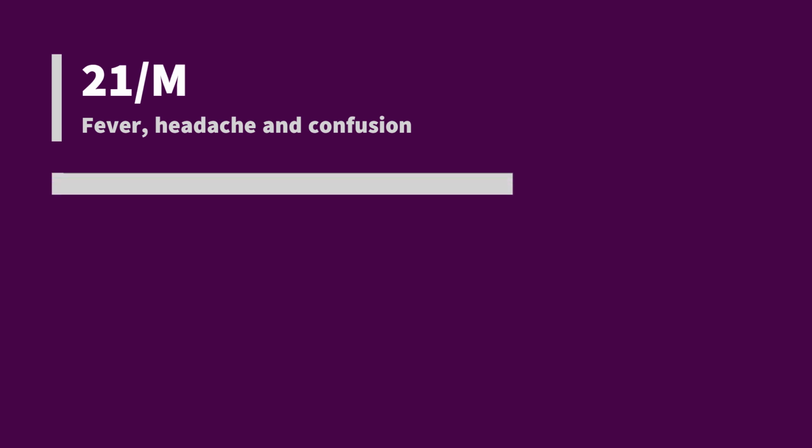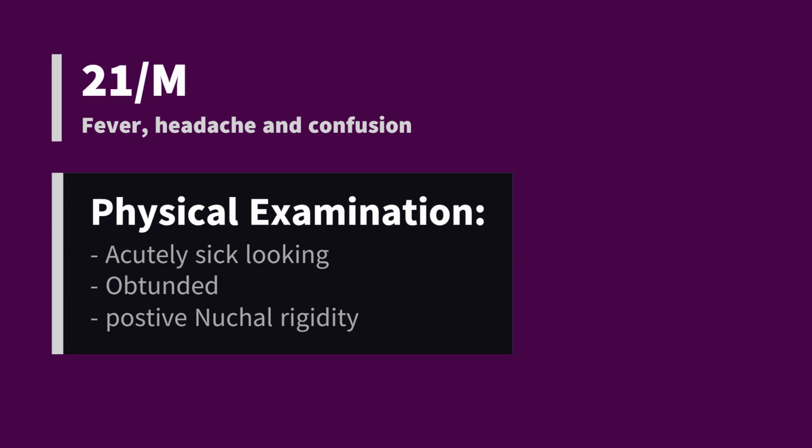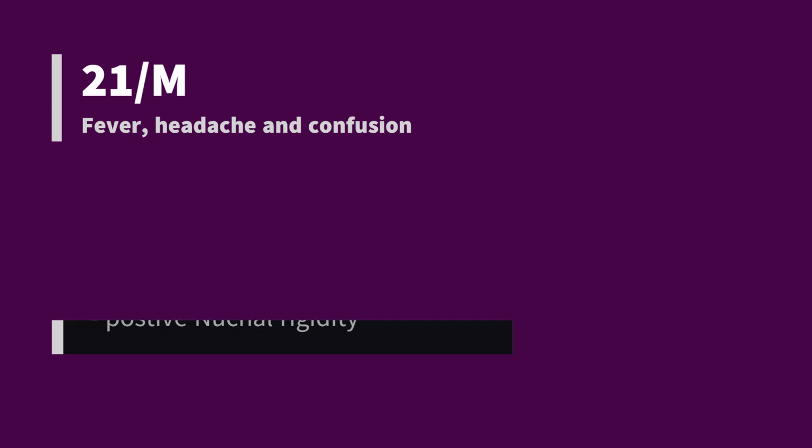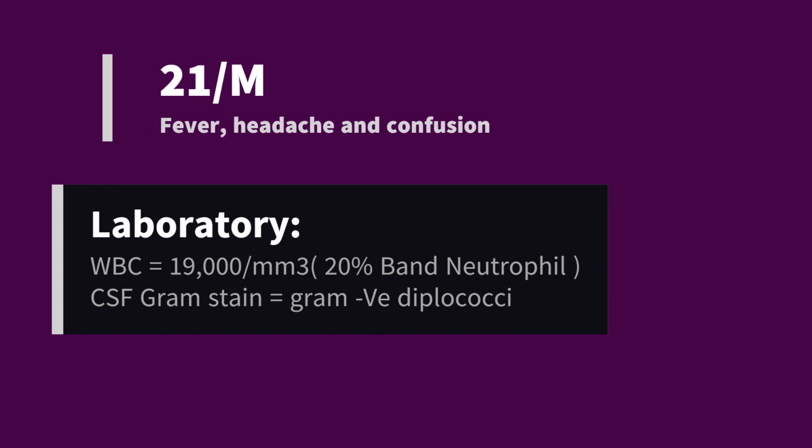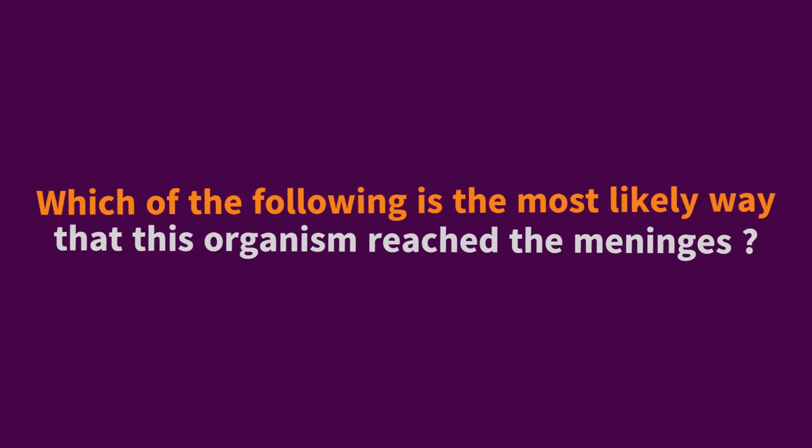The patient appears acutely sick-looking. He is obtunded and has nuchal rigidity. Leukocyte count is 19,000 per millimeter cube with left shift. Blood cultures are obtained and lumbar puncture is performed. Gram stain of cerebrospinal fluid reveals gram-negative cocci in pairs. The question is: which of the following is the most likely way that this organism reached the meninges?